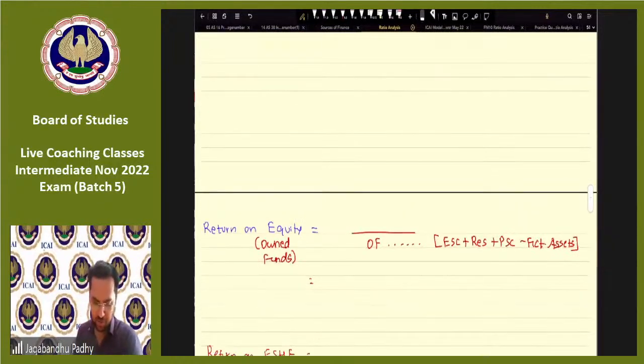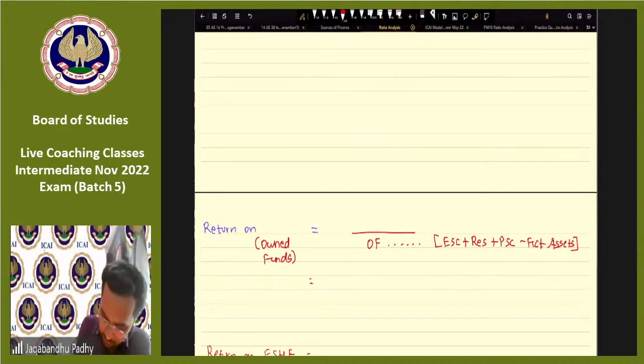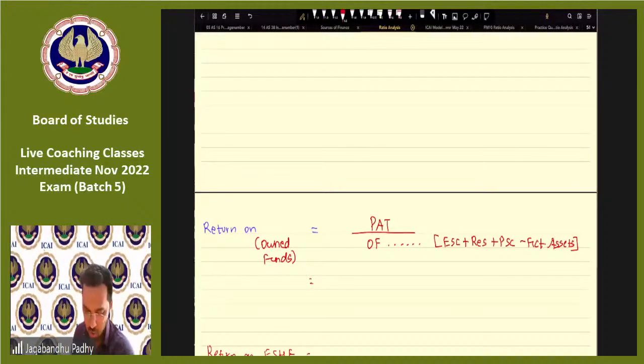Definitely, when we are talking of owned funds, it should be the return for the owners, right? So the return for the owners is going to be PAT, profit after tax. That is PAT upon owned funds.